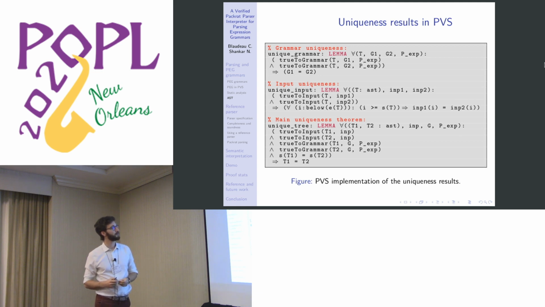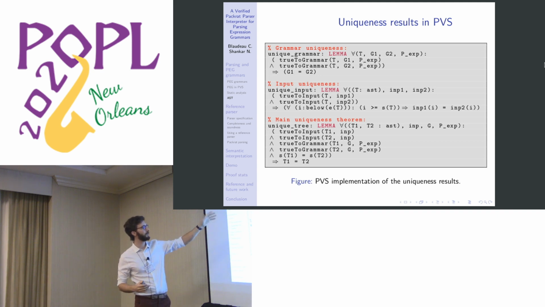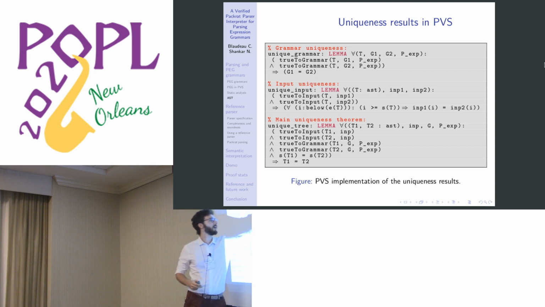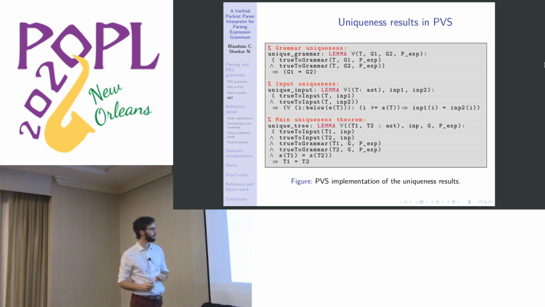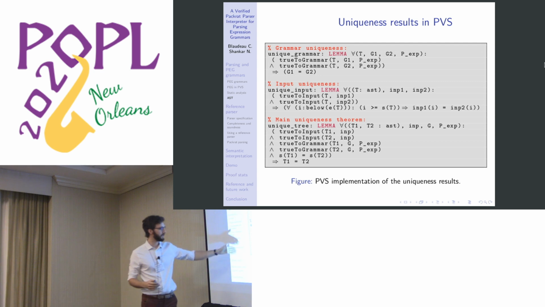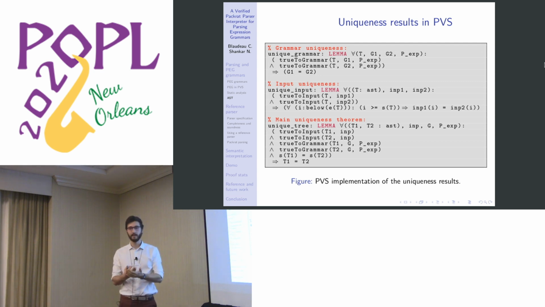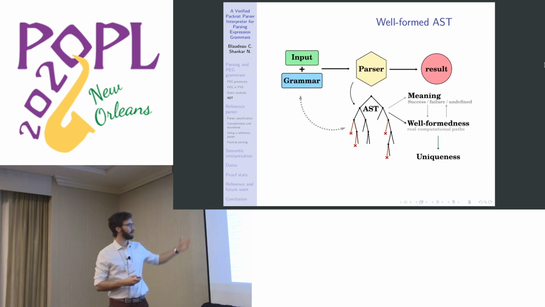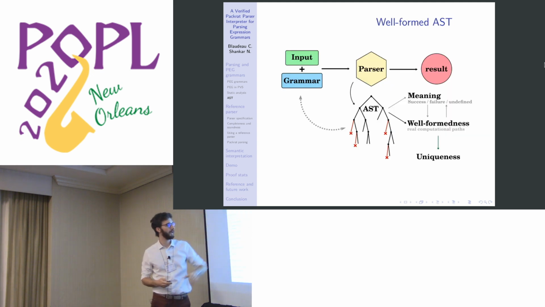What those results look like in PVS is pretty easy to see. For example, if you have one tree and two grammars that correspond to that tree, then they must be the same grammar. There is only one grammar corresponding to a given tree. The same goes for the input, with the small detail that you start at a given point and you end at a given point. And the main result, the uniqueness of the tree: given two trees that correspond to the same input and same grammar, they must be the same tree. So again, you have this uniqueness: input, grammar, and a well-formed tree.